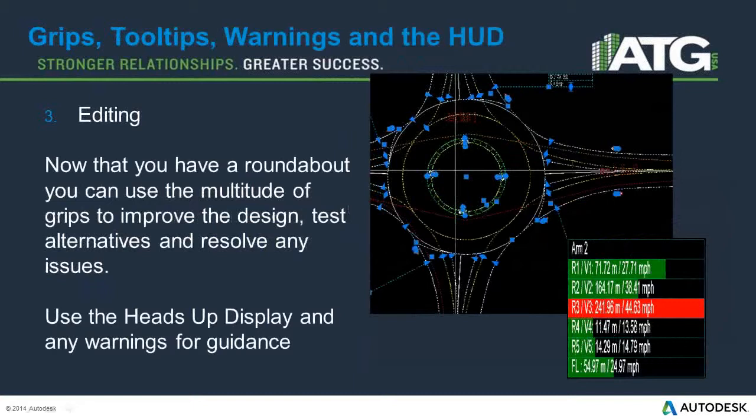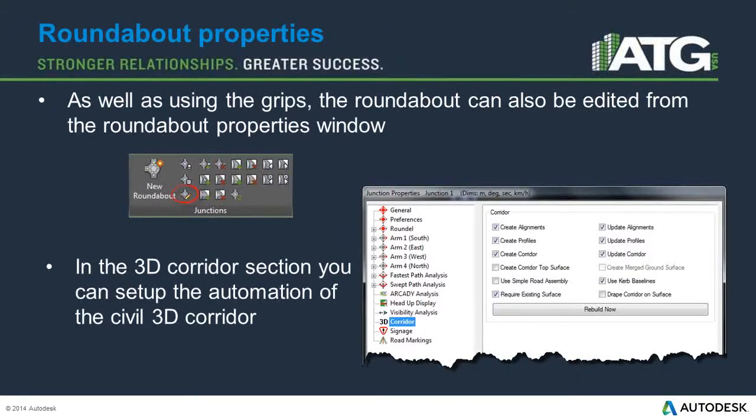And by default, the HUD shows the radius and speeds for various turns throughout the roundabout, and this can be customized in the roundabout settings to show only the values that you're interested in. The green is within the value specified in the standard. The amber is close to the limit. Red is showing that it's exceeding the value of the standard.